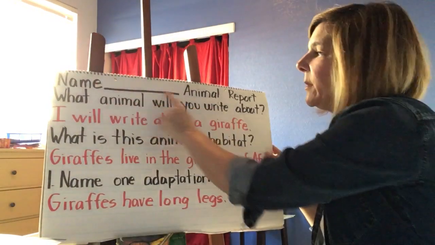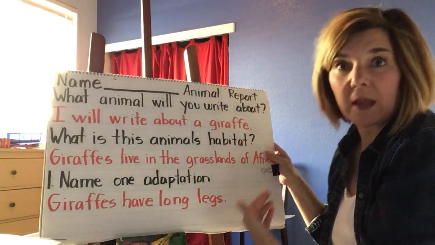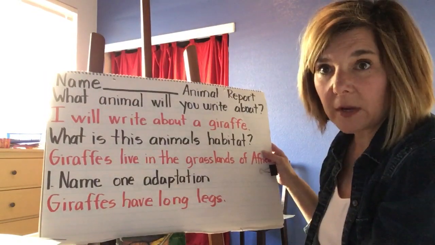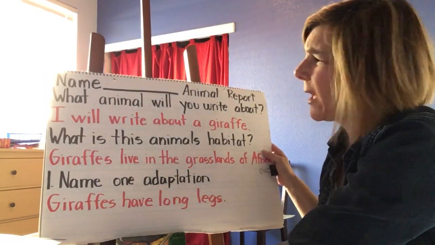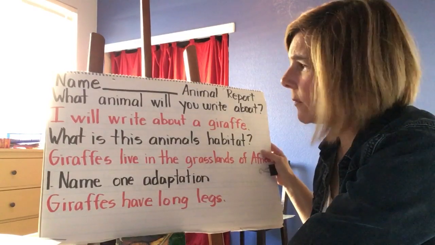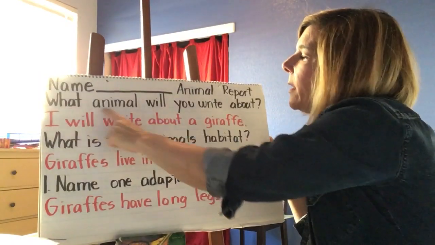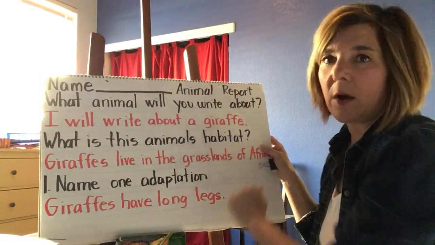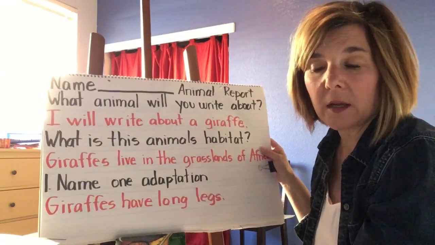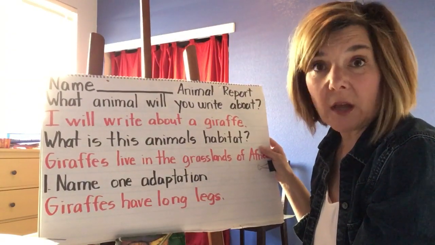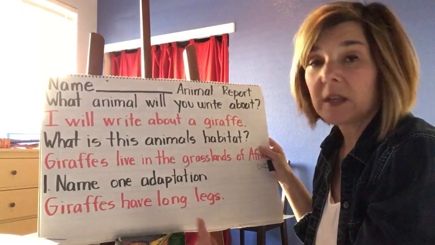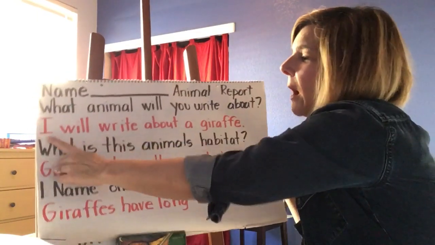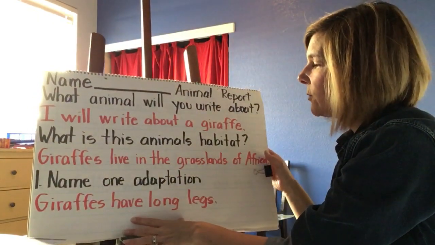At the top would be your name, and then make sure you have your animal report page. Make sure it's the correct one. Some of the pages say animal adaptation, but that's the same report. And the first question, what animal will you write about? And you're going to answer that in a complete sentence. Now, since I chose the giraffe, here's what my sentence says. I will write about a giraffe.